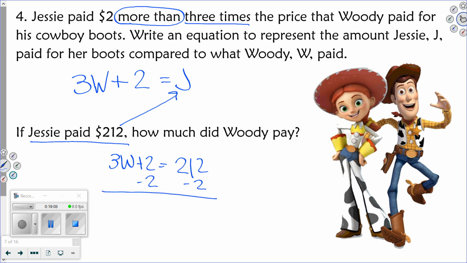Subtract 2. So 3W equals 210. Divide by 3. And how much did Woody pay? $70. Maybe Jesse's just buying nicer boots.